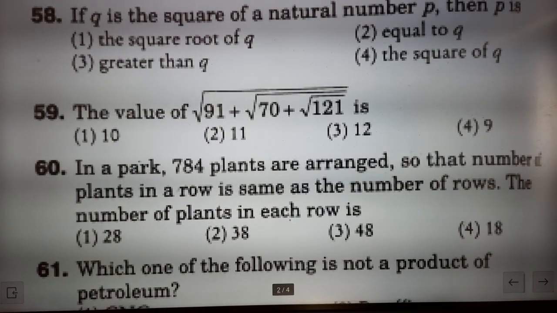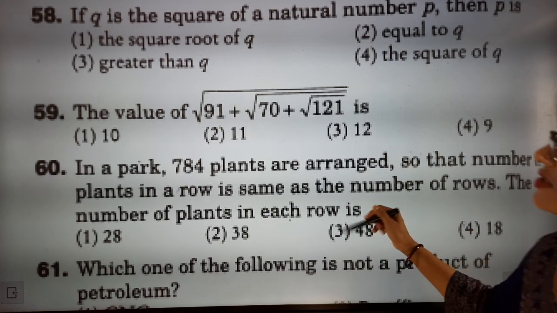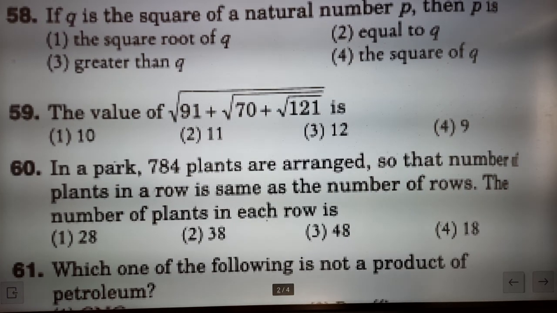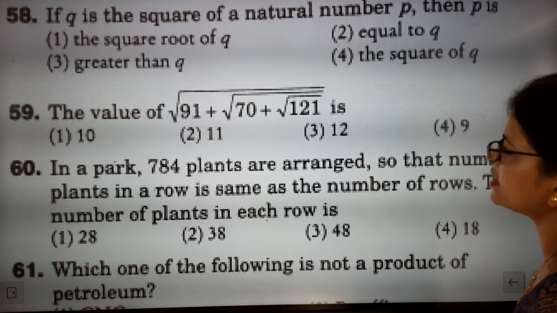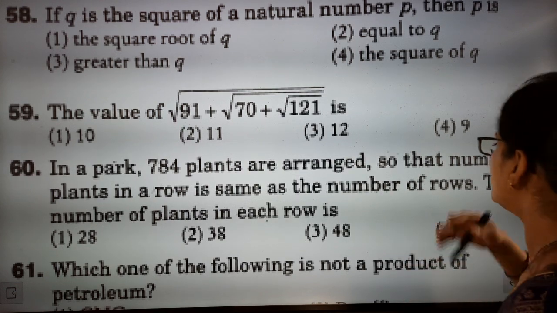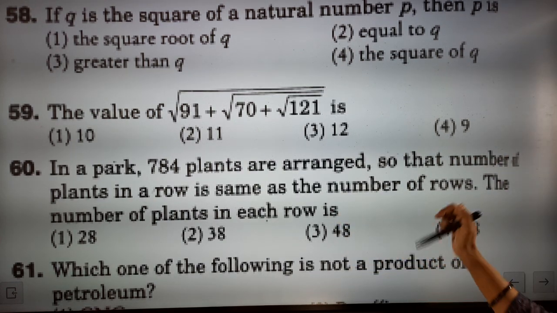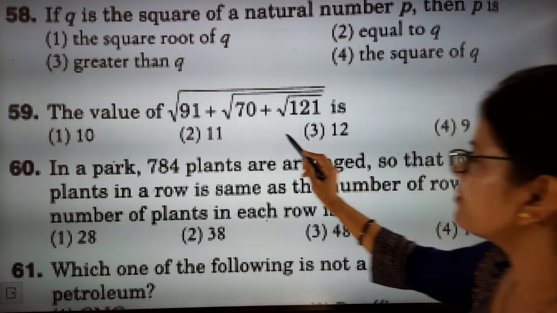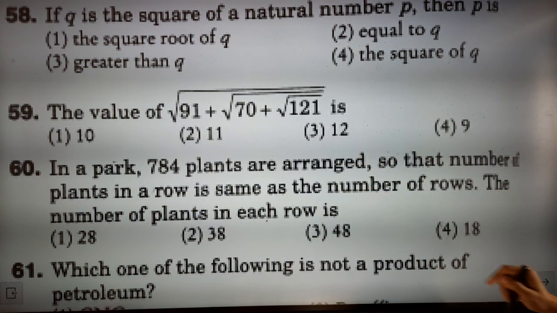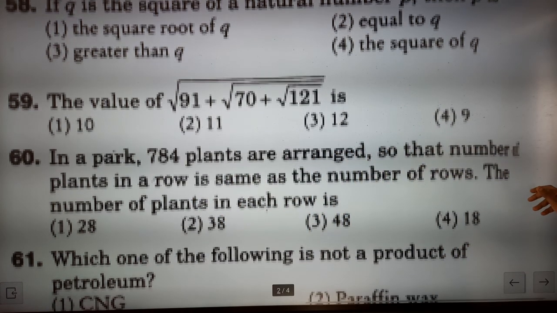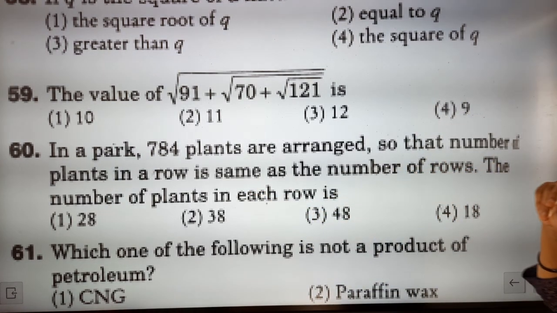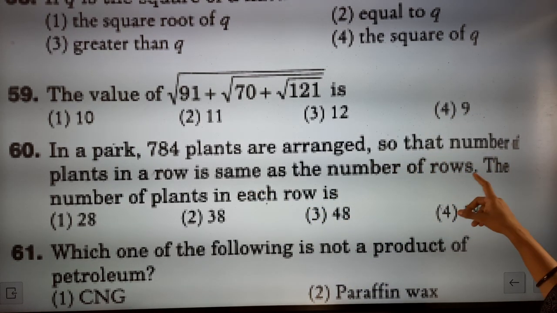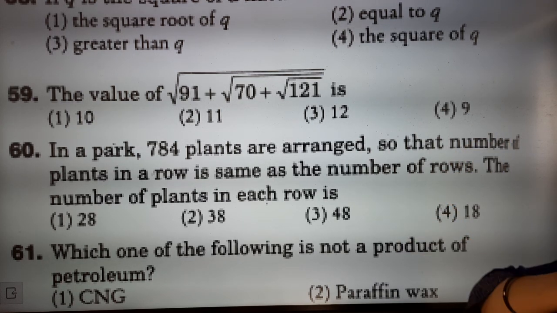In a park, 784 plants are arranged so that the number of plants in a row is the same as the number of rows. The number of plants in each row is? So 784 are there, and we have to plant them in specific rows. Here some words are missing, but the number of plants planted in a row will be equal to the number of rows.